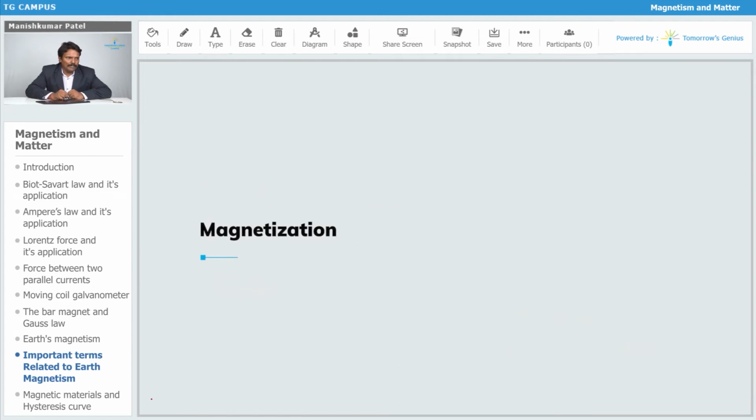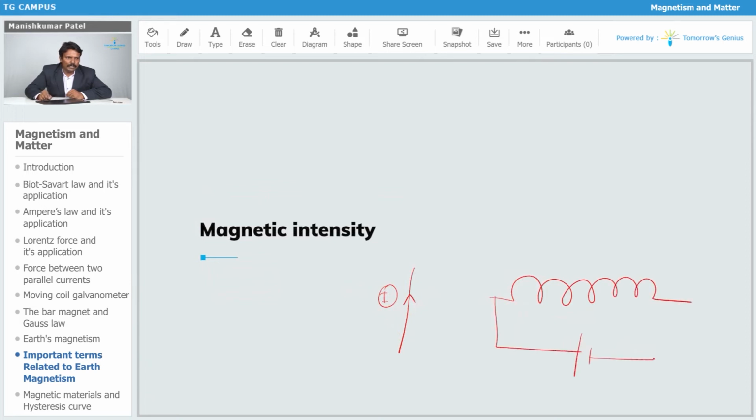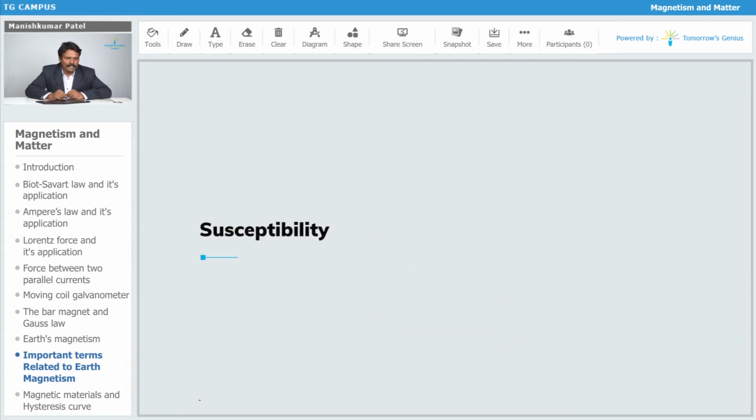Now after magnetization, I also told you about the magnetic intensity, which is the source of your magnetic field. It might be in the form of a current, or it might be in the form of a loop, such as a solenoid, and when the current flows through it, it is going to magnetize that material. Fine. So this is the magnetic intensity.